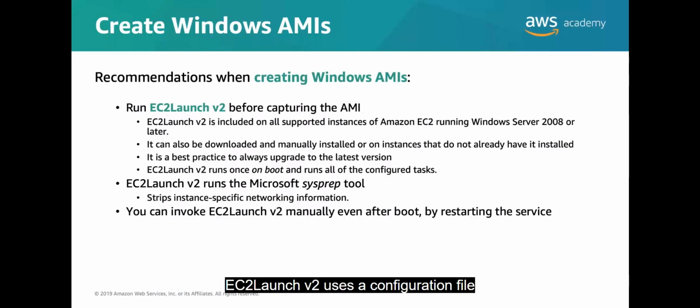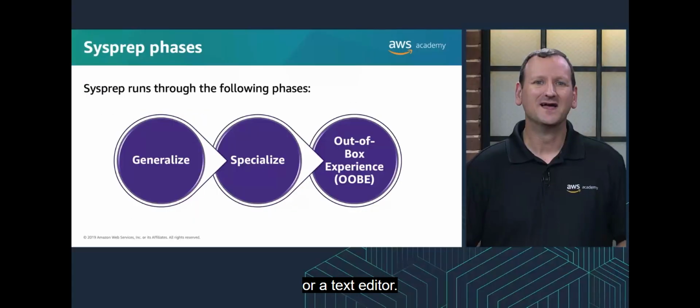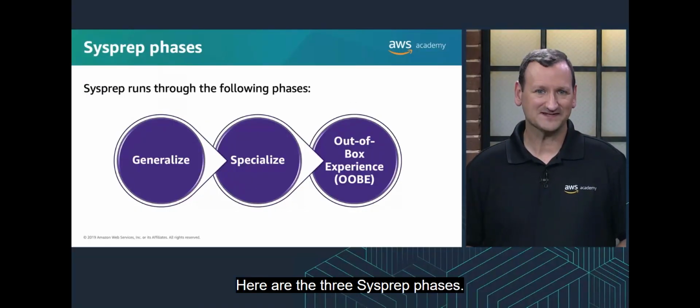EC2 Launch v2 uses a configuration file to control its operation. You can update the configuration file using either a graphical tool or by directly editing using a YAML editor or a text editor. Here are the three sysprep phases.